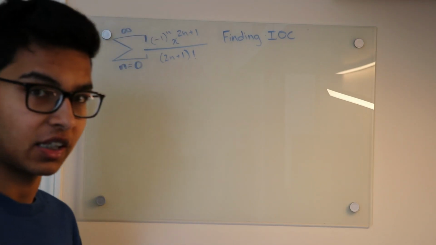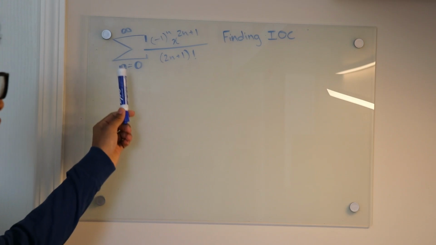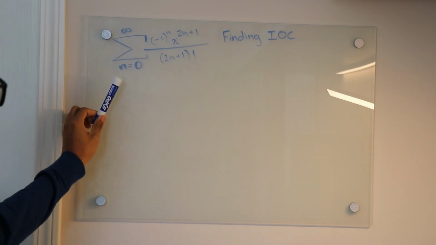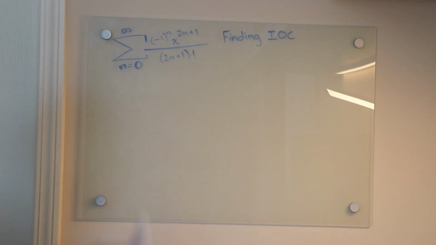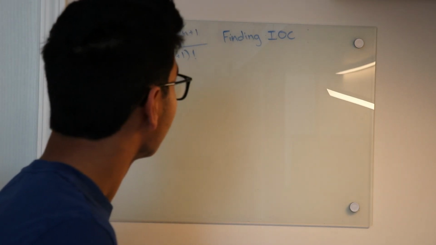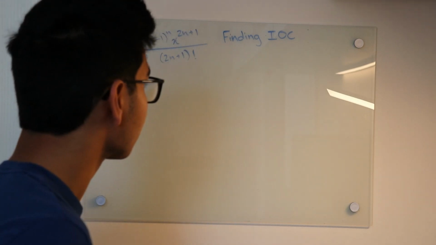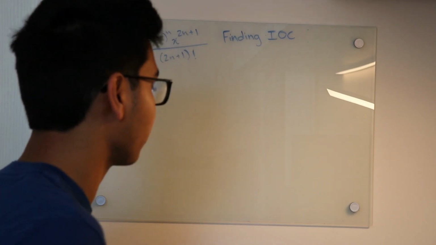Today we're going to be finding the interval of convergence for this summation. The infinite series of n equals 0 to infinity of negative 1 to the nth power times x to the power of 2n plus 1 over 2n plus 1 factorial.